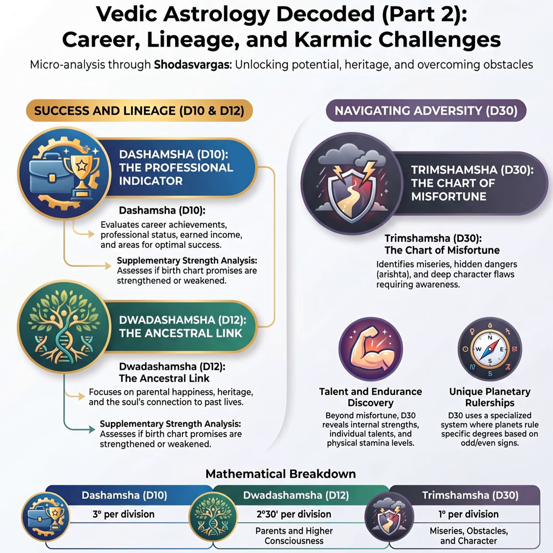Dwadashamsha means 12 parts, so we are taking our standard 30-degree zodiac sign and dividing it by 12. Right, 30 divided by 12 gives us chunks of exactly 2 degrees and 30 minutes, or in decimal terms, 2.5 degrees. And the rule for placement here is honestly the most straightforward one we have today. It is beautifully, purely cyclic. The source text literally says, quote, "The 12 parts are ruled by the lords of the 12 signs successively from the sign under consideration." Meaning you always start counting from the sign the planet is currently sitting in.